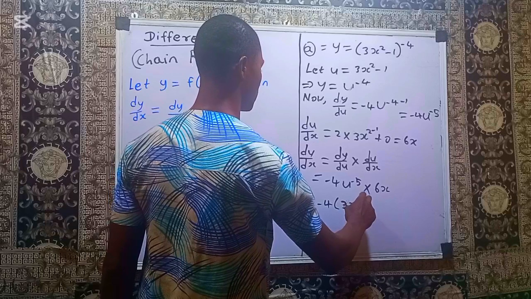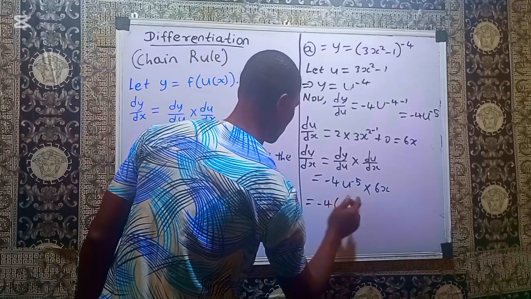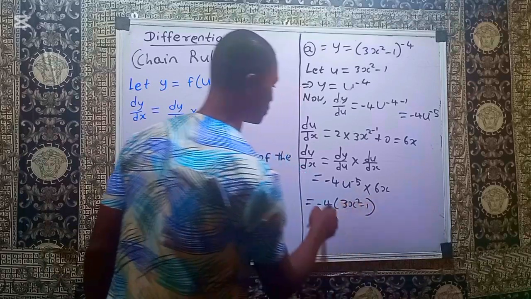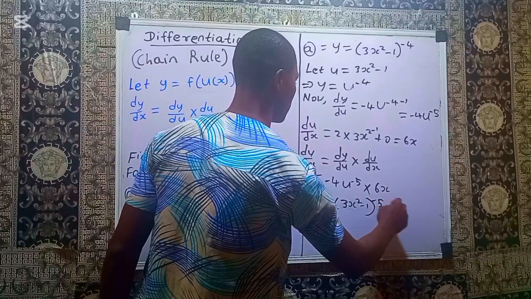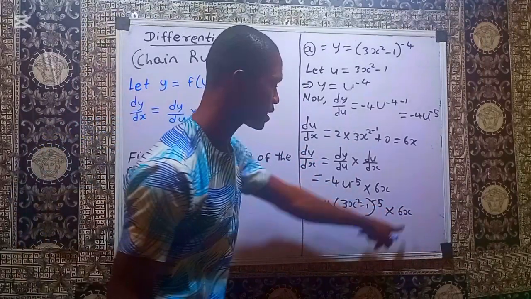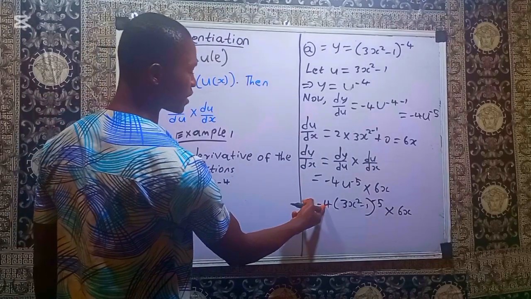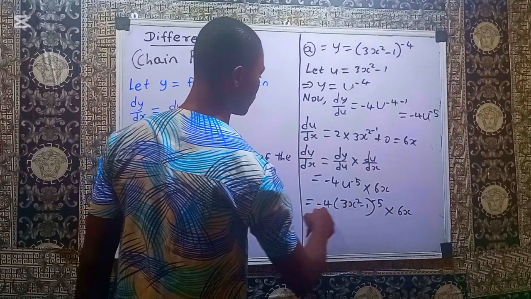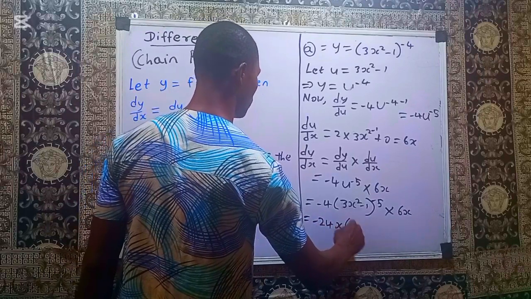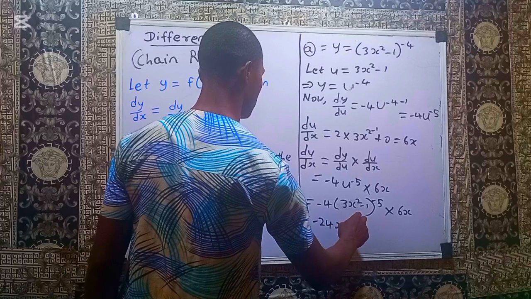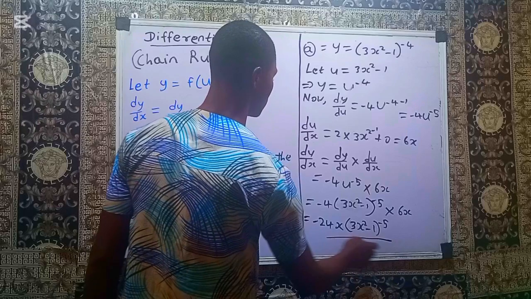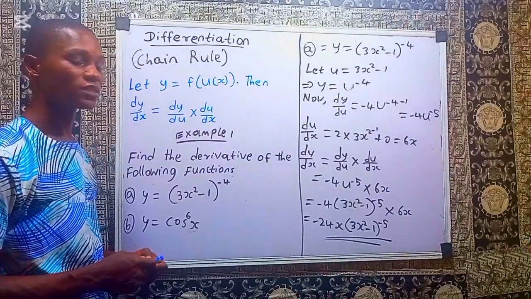u is 3x squared minus 1, raised to power negative 5, then multiplying by 6x. Let's simplify: negative 4 multiplied by 6x gives negative 24x. Then open brackets 3x squared minus 1 raised to power negative 5. So this gives us the result of this very question.